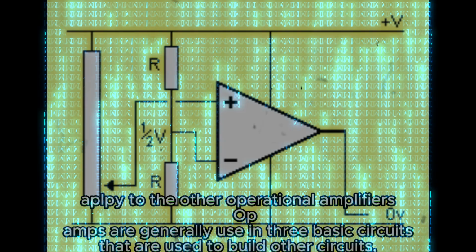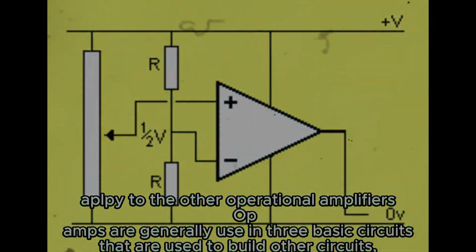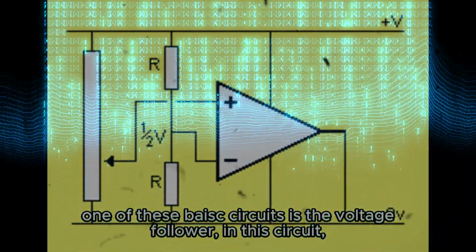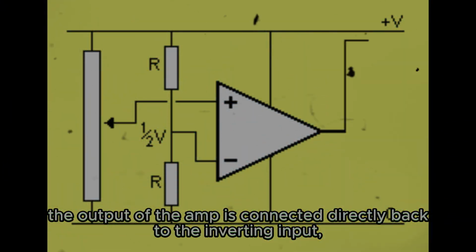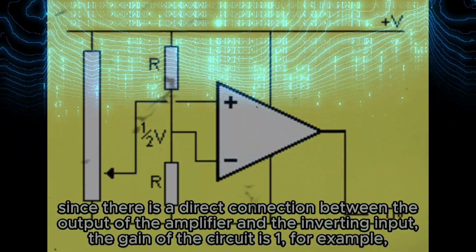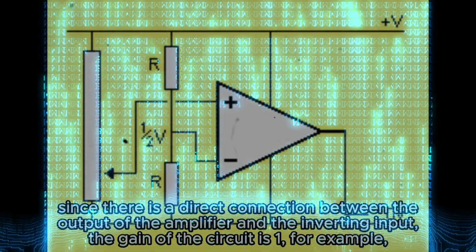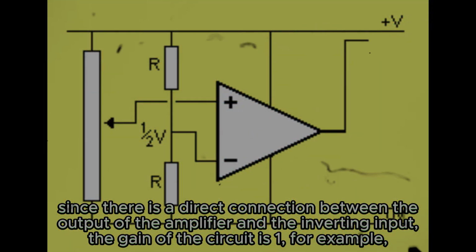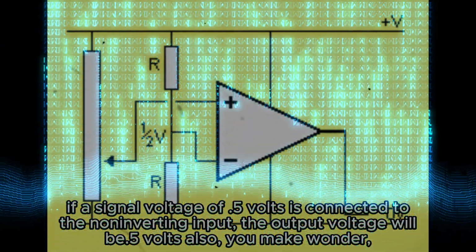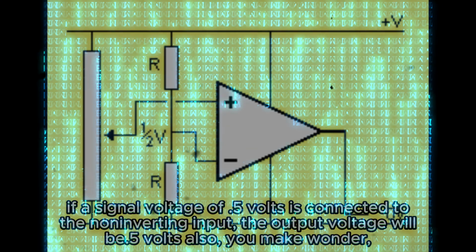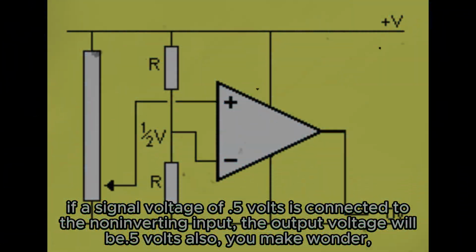Op-amps are generally used in three basic circuits that are used to build other circuits. One of these base circuits is the voltage follower. In this circuit, the output of the amp is connected directly back to the inverting input. Since there is a direct connection between the output of the amplifier and the inverting input, the gain of the circuit is 1. For example, if a signal voltage of 0.5 volts is connected to the non-inverting input, the output voltage will be 0.5 volts also.